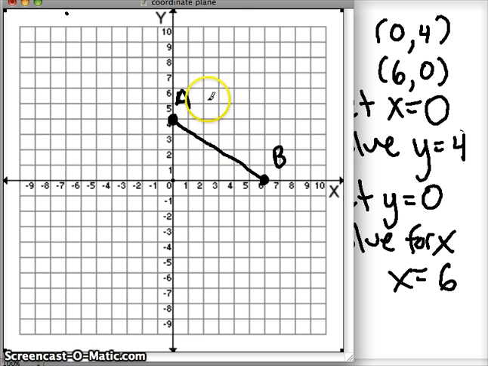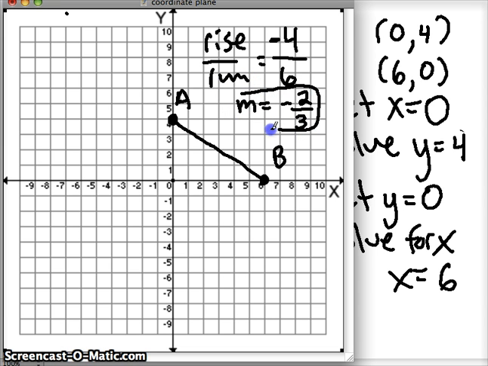Now, if we knew the slope, so we rise over run, right? We go down 4, right? This is a negative slope. Go down 4 and over 6. Well, then that must mean that our slope in reduced form would be negative 2/3.